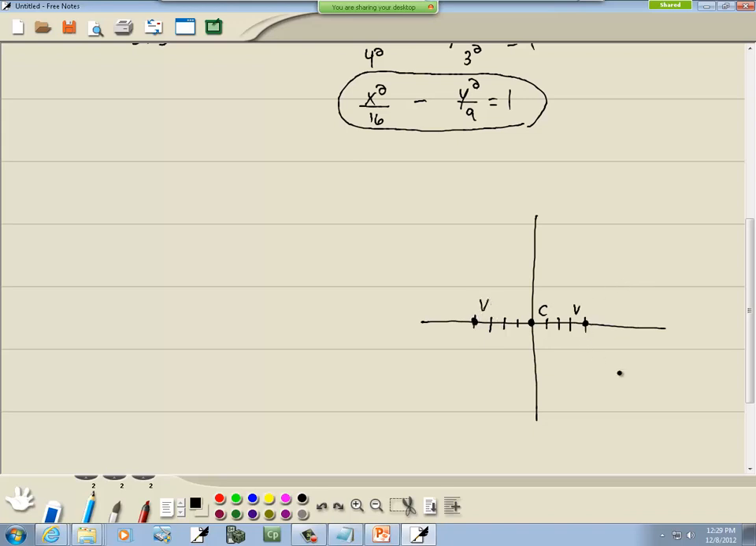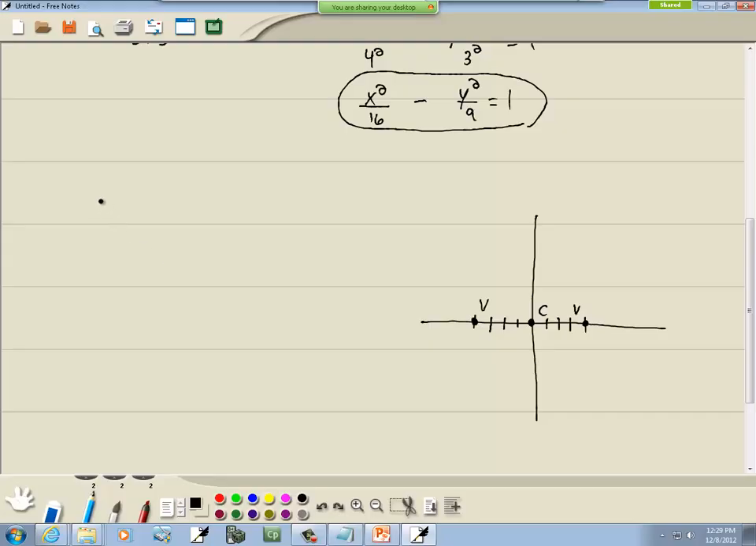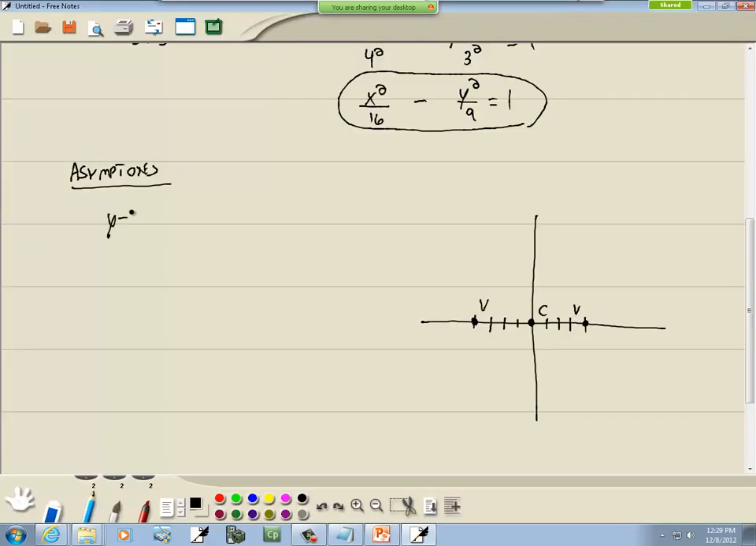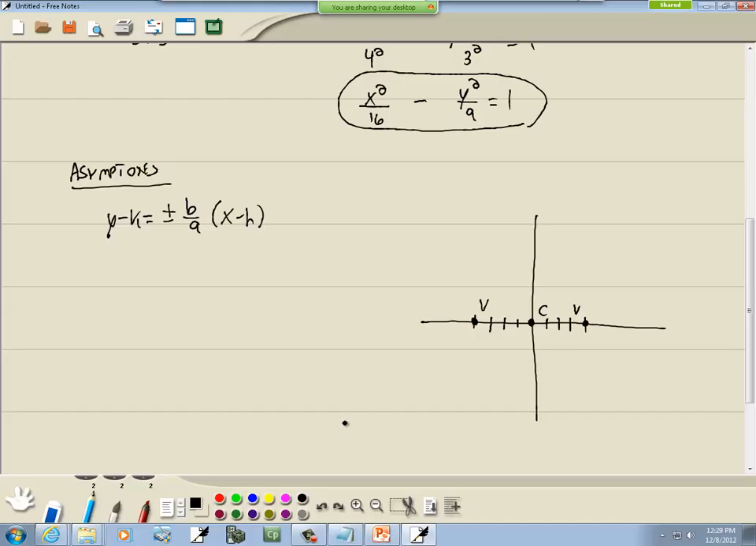So I kind of have an idea what it's going to look like. If I had my asymptotes, I would have everything at this point. Well, let's look at our formula for the asymptotes. It's this bottom one. So we got y minus k is equal to plus or minus b over a times x minus h. That's the formula. Now let's plug in what we're given.